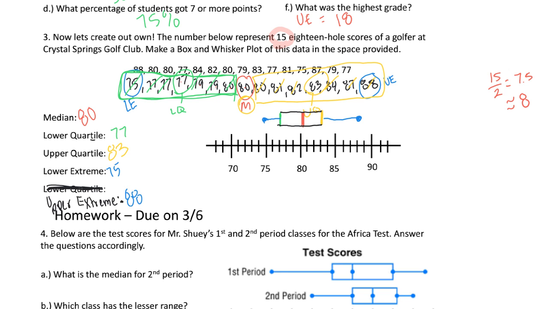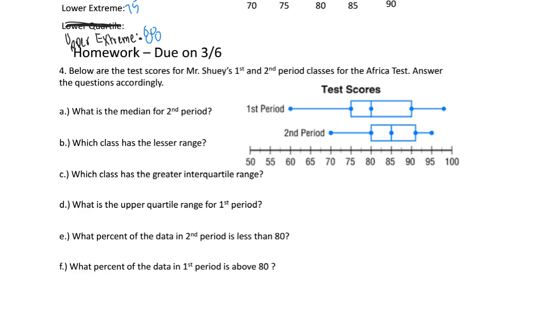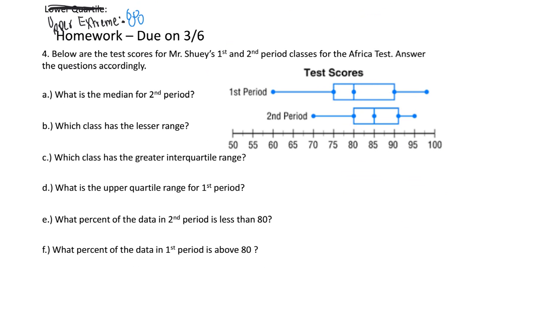All right. I want you to look at the homework. That's due on the 6th. So you're comparing two different box and whisker plots. So make sure you're reading which one it's asking for, okay? Because sometimes they'll specify first period or second period.